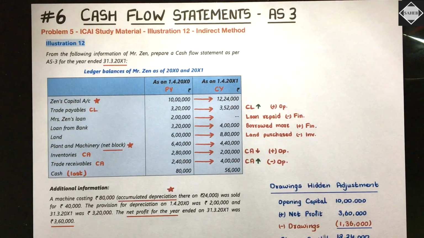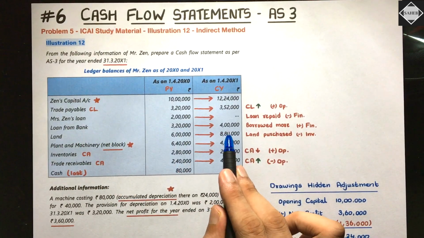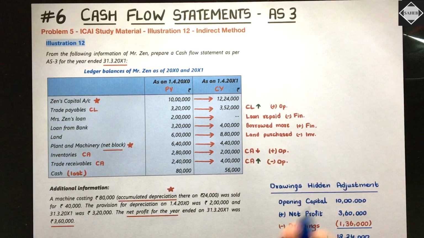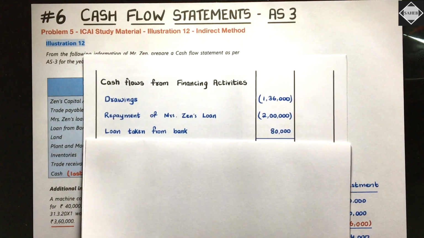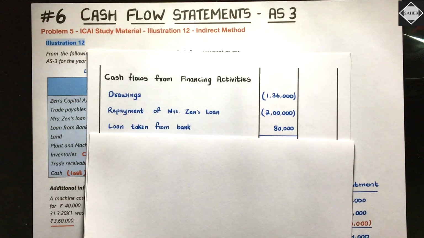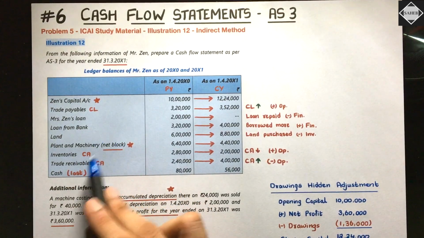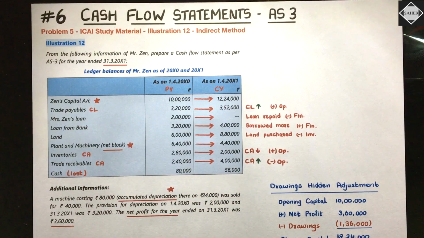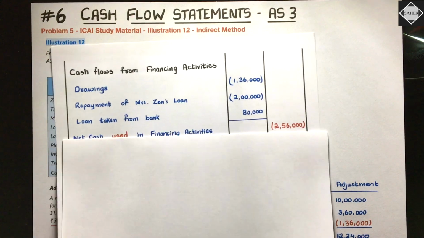And then next we have loan from bank. What happened over here? From 320 we went to 4 lakh. It increased by how much? 80,000. So we have borrowed more. We have taken new loan of 80,000, right? So see, loan taken from bank, we have to add. Why add? Because money has been received. We have got the finance. So that's all. Next we have see land, plant and machinery, inventories. Yeah, nothing of financing. That's all. In ledger account also there has been no effect. Yeah, yes.